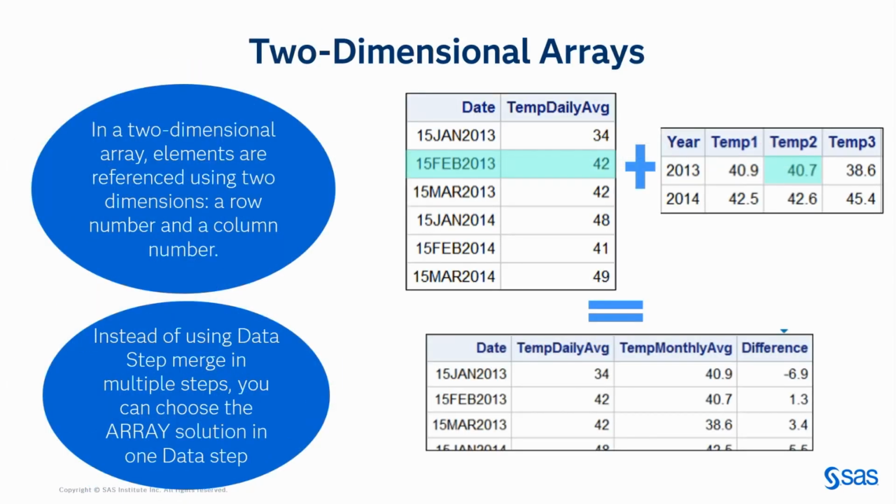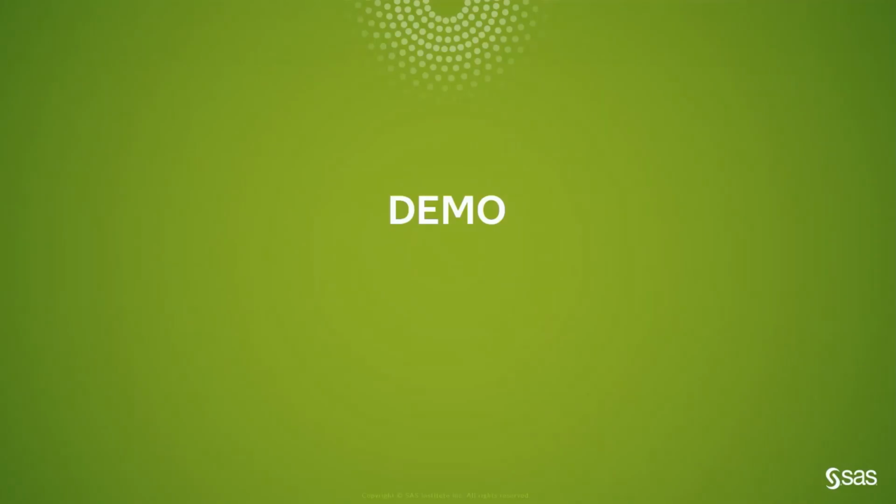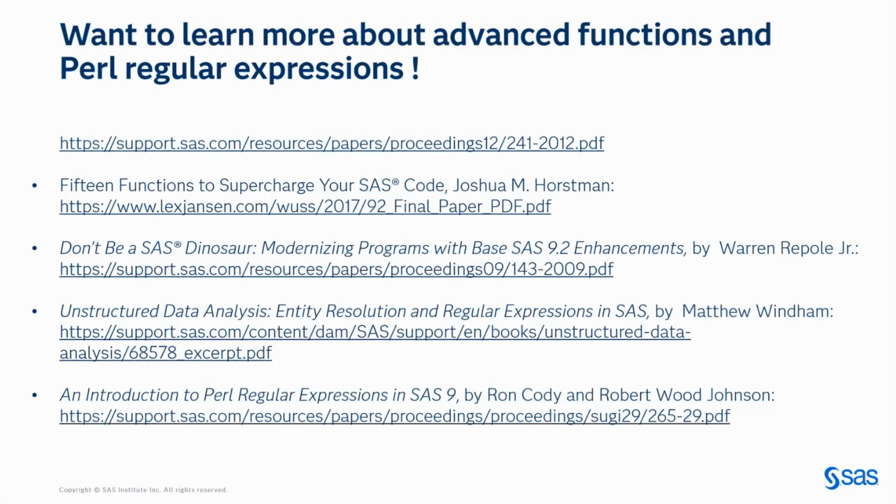So 2-dimensional arrays are also very good, and especially if you are going to merge 2 different data sets, it can be really good to use arrays in 2 dimensions. I will show an example on that. So this is the advantage and disadvantage of arrays. And I just want to show you at the end, I have some links to different documentation and papers that you can take a look at.